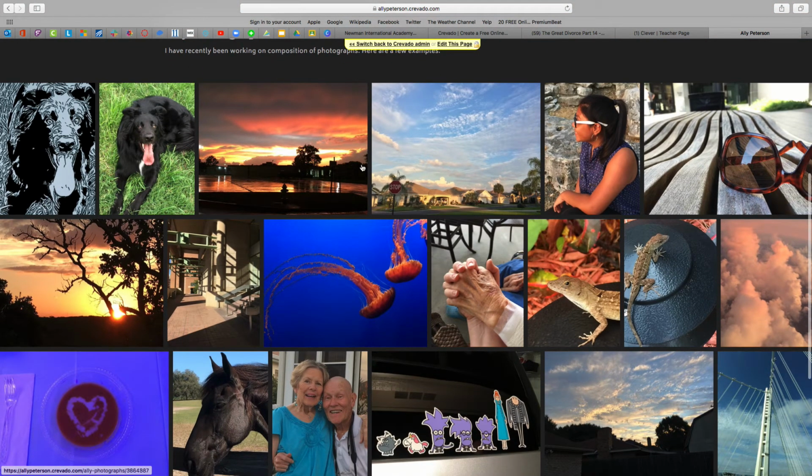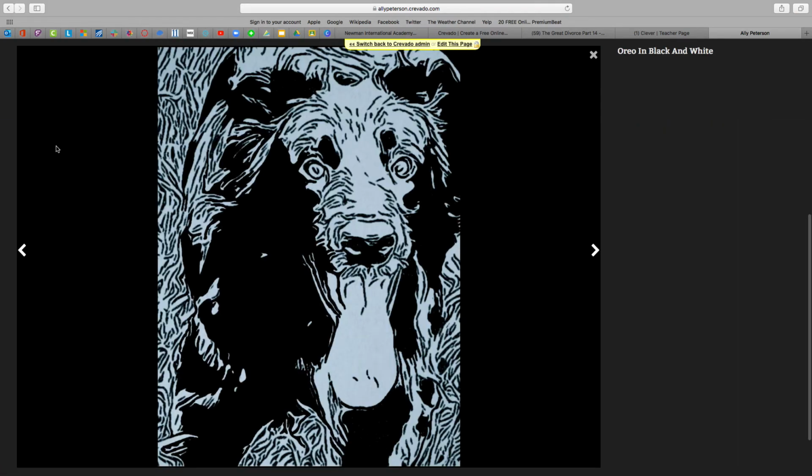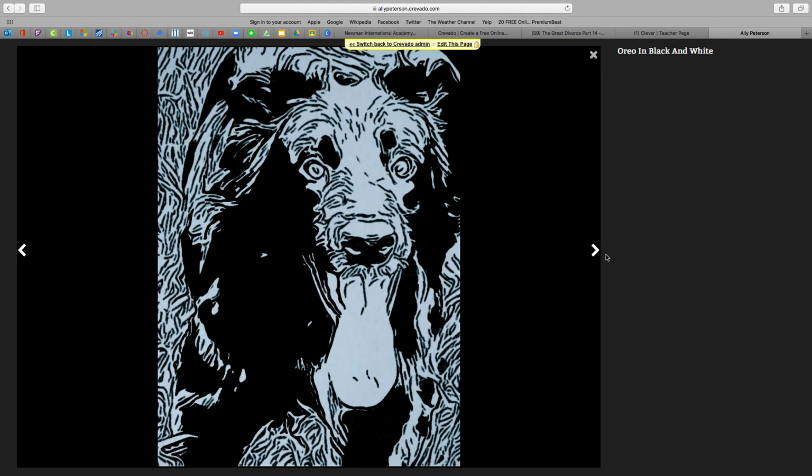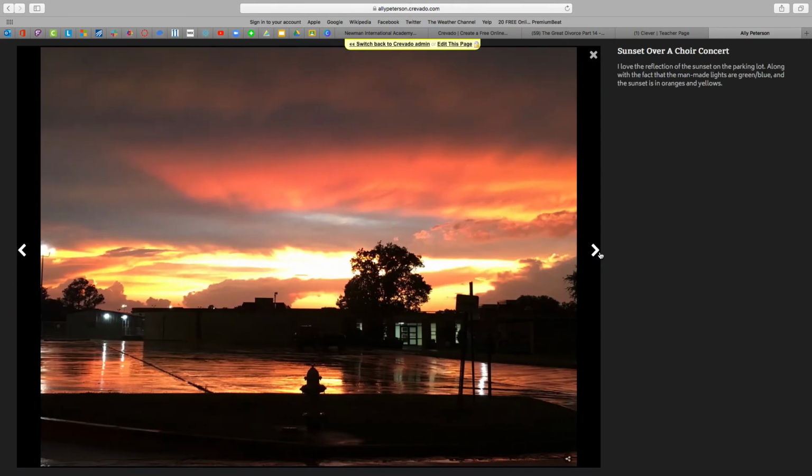So if there was something that I wanted to look at closer, I would click on it. This is not a good example because I don't have anything written for this one. There's the photograph and there's the artwork I did from it. Let's see what I have. Here we go. So this one is Sunset Over a Choir Concert. That's the name of my photo. And then I talked a little bit about it because this wasn't an assignment for me. But if I had told you, go and get a backlight project, this could be your backlight project.